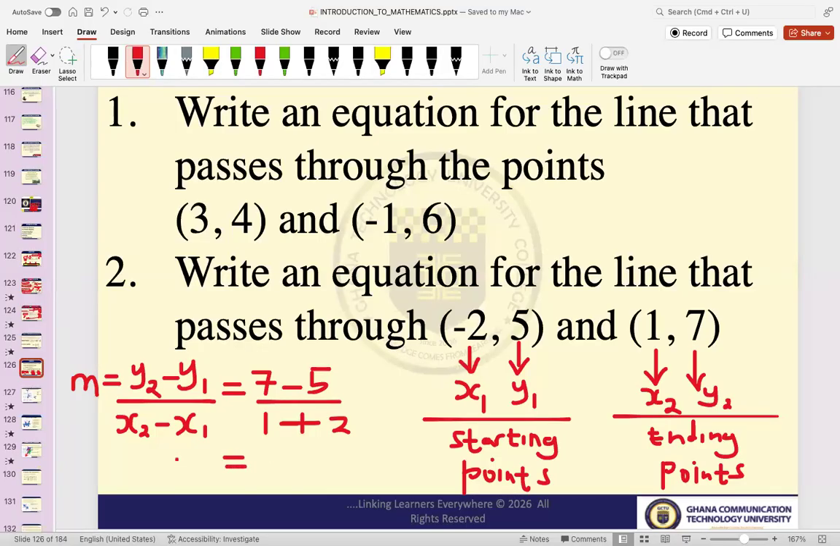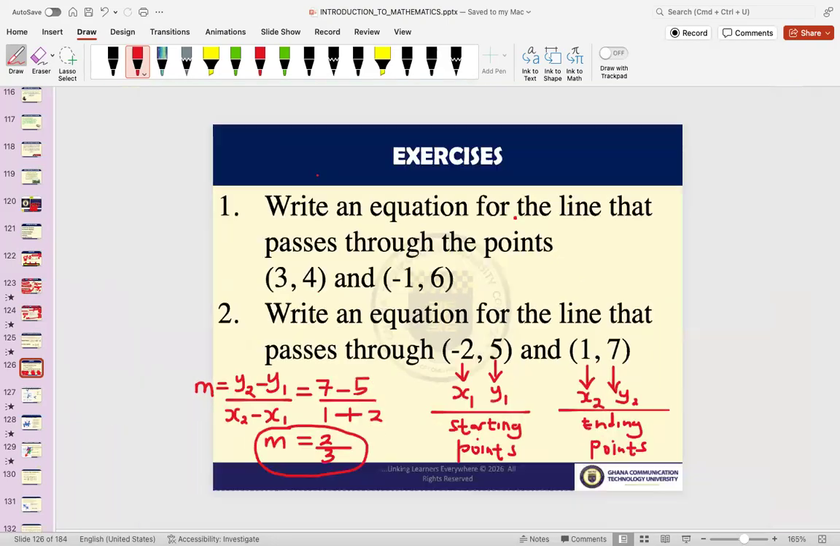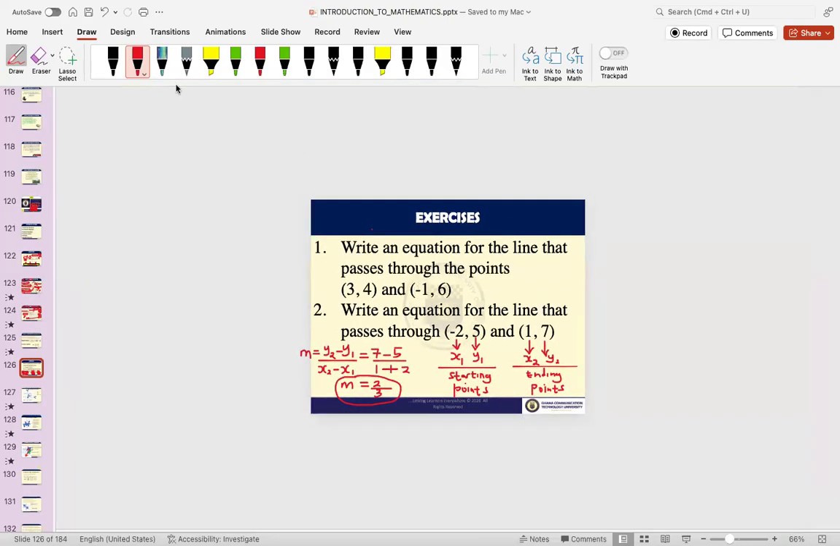So finally, we have M to be 7 minus 5 is 2. 1 plus 2 is 3. Meaning that the M we would need for this question is 2 divided by 3. So with this information, let's rewrite them and then proceed with finding the various equations.